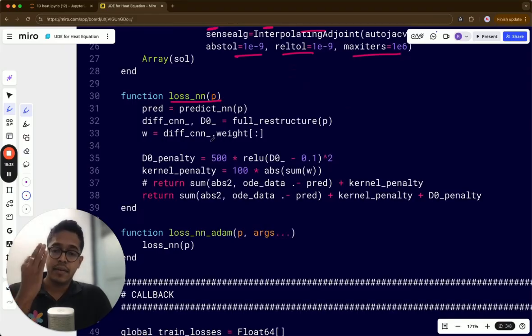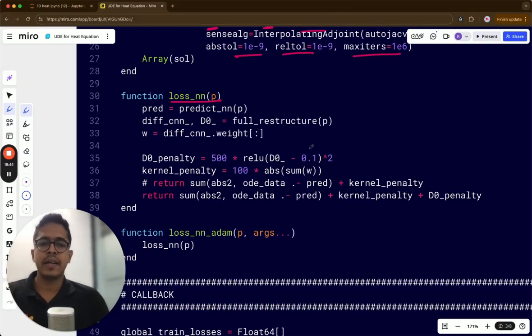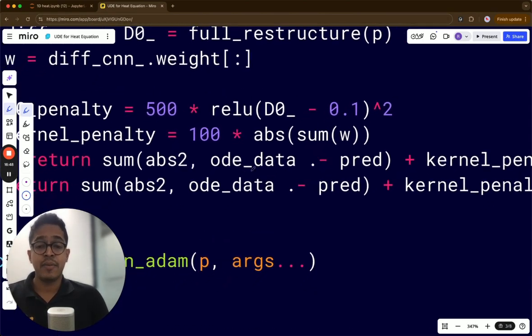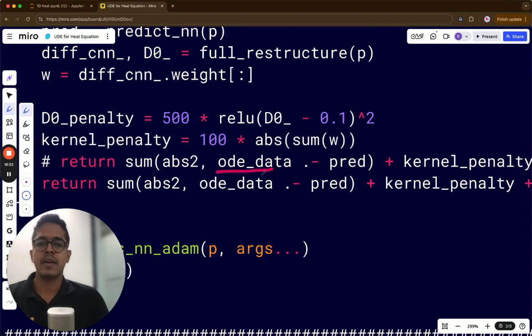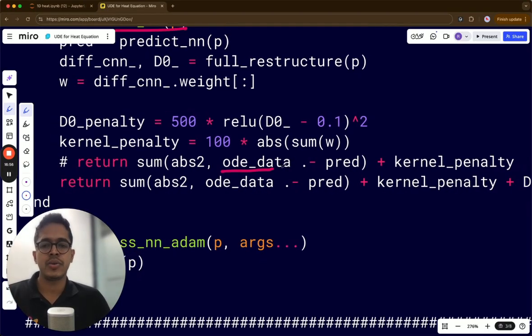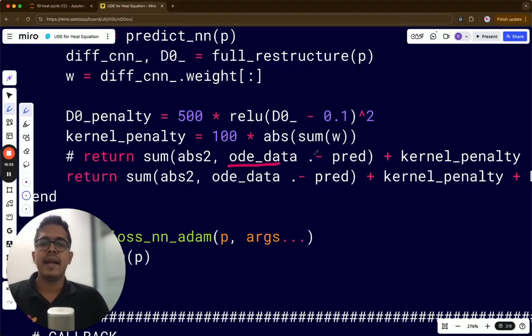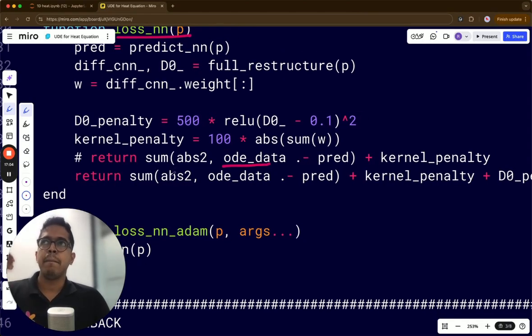And as I said, we are using three losses. One is the normal loss, which is the mean squared error with respect to prediction and the reality. So the reality is this ODE data. In fact, this should be called PDE data, in my opinion, because it's a partial differential equation, but you are discretizing the time, right? So it could be ODE also. So ODE data minus prediction, taking the absolute square of that and the sum of that. So this is not the mean squared error. This is just the squared error summed up.